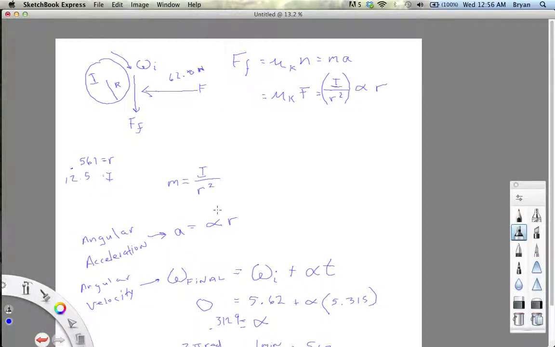You know your moment of inertia, 12.5. There. You know your radius again, make sure you square it. And you know your F, your force, is right there. All you got to do is multiply all these up, divide by F, which is your force, and you get mu of K.